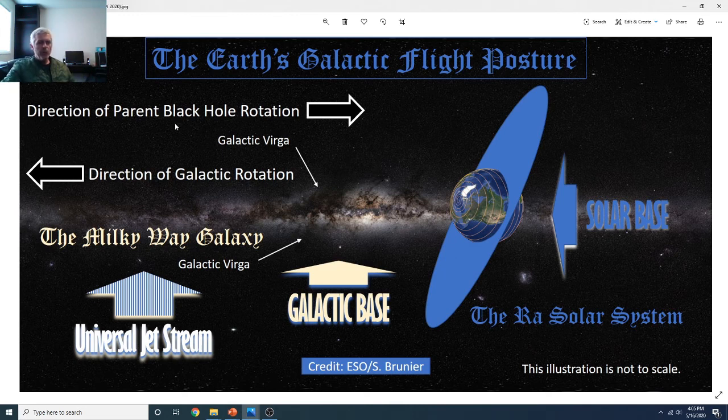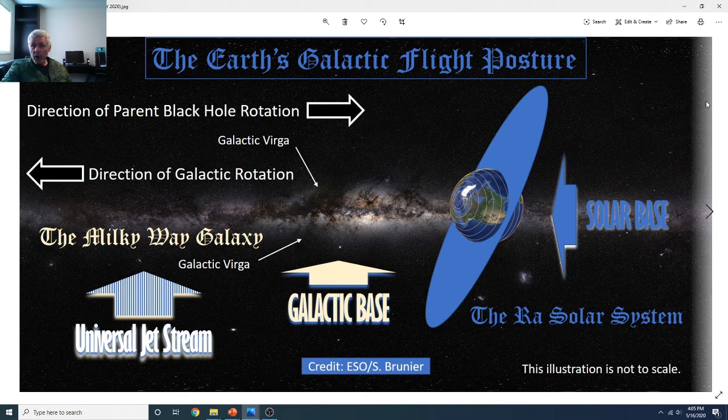So the direction of the parent black hole, BH number 1, is going from the left side of my screen to the right side of my screen. Ooh, that was kind of a weird little one. There's a big explosion over there. No, okay. And again, I couldn't remember if I was going to be able to show you guys a slide pointing out galactic virga, so I put it in here. Okay, direction of galactic rotation is going from the right side of my sheet to the left side of my sheet.